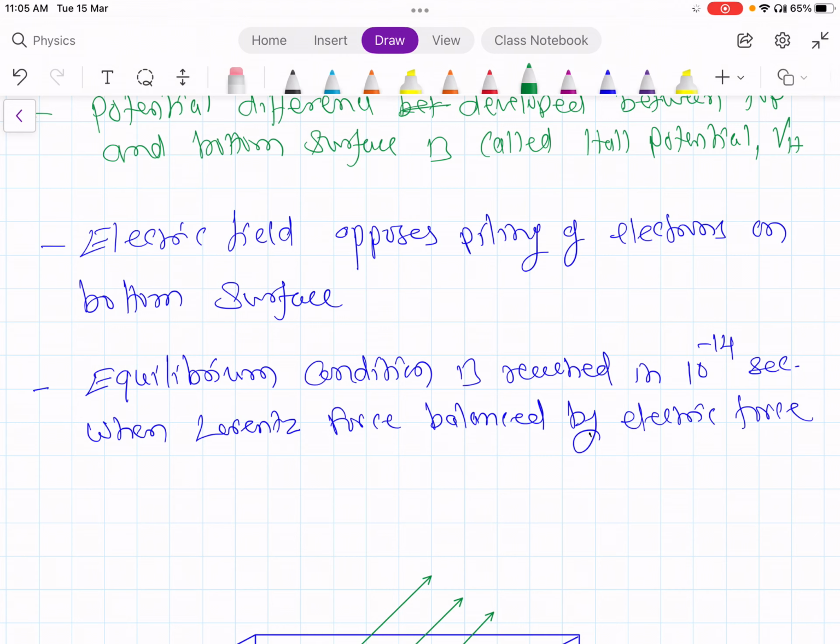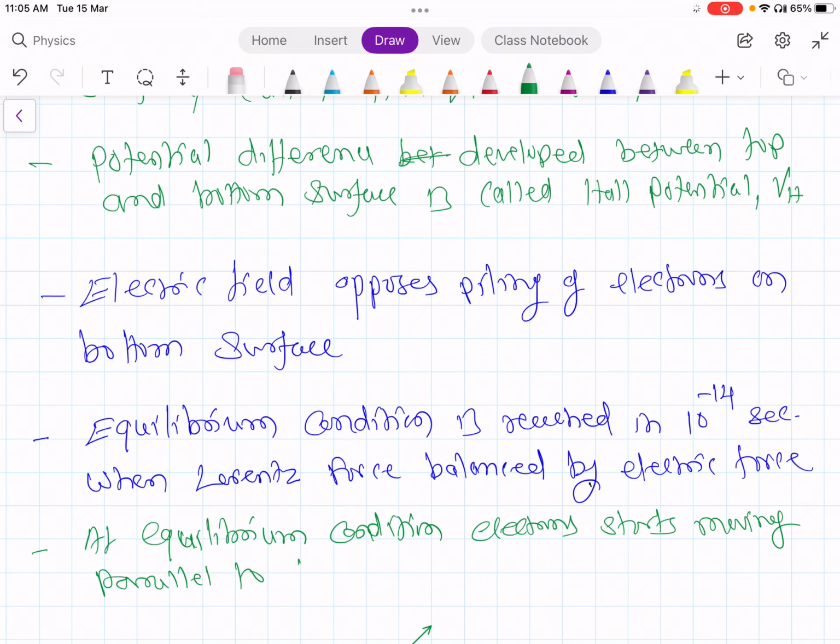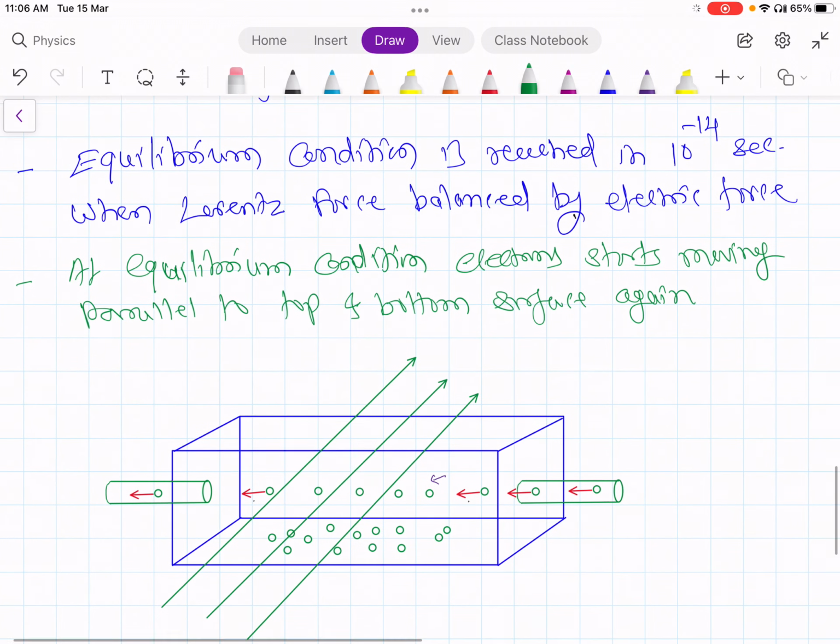Let me write that. At equilibrium condition, electrons start moving parallel to the top and bottom surface. Again, let us see that in the diagram as I have shown over here.